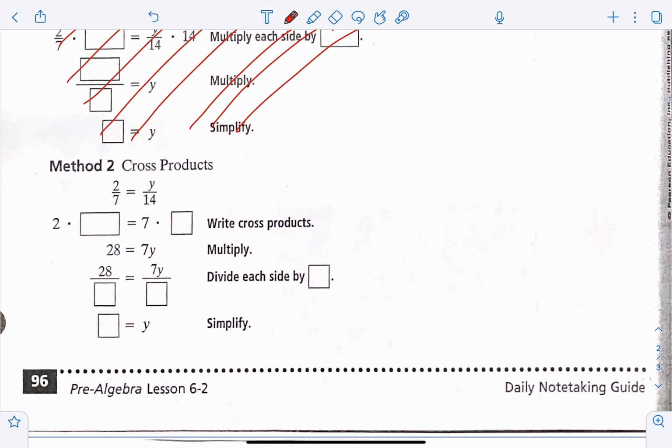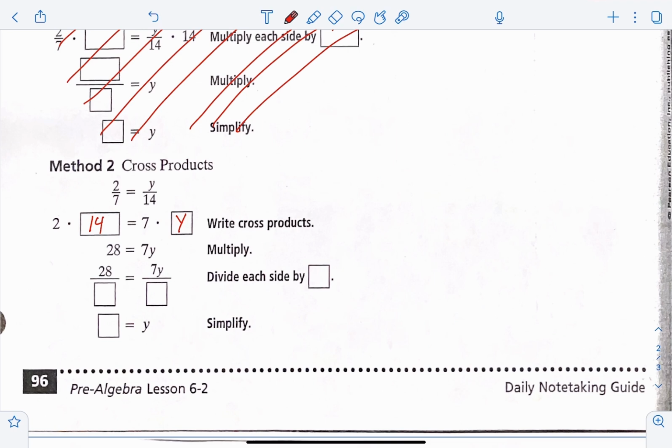So first things first, you have your two fractions. So you have 2 over 7 equals y over 14. If we do the cross products, we're going to say 2 times 14, right? Because we're going this direction. And then we're going to have 7 times y. 2 times 14 equals 7 times y. So 2 times 14 is 28. And then we have 7y.